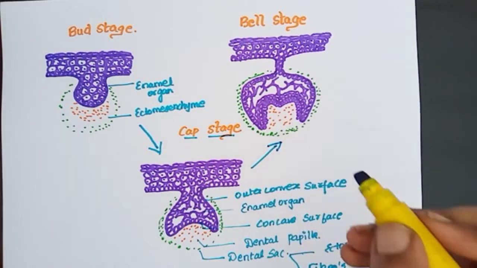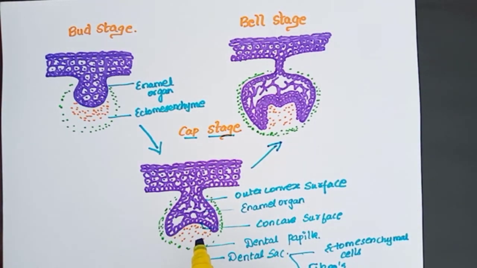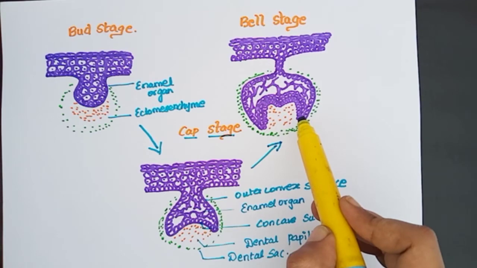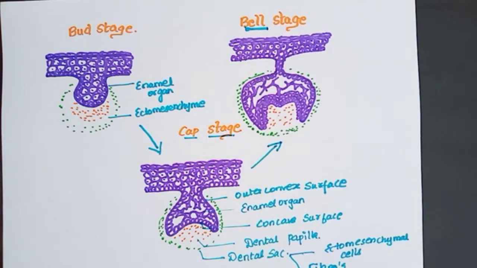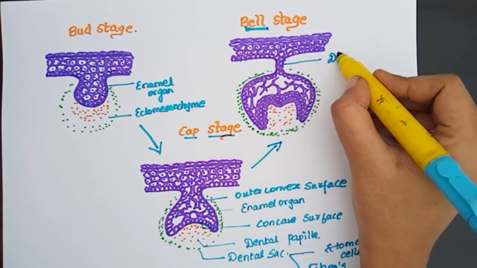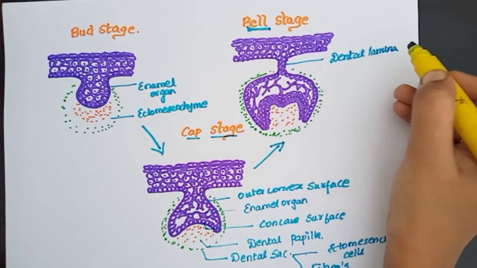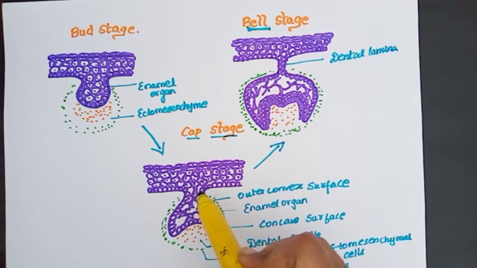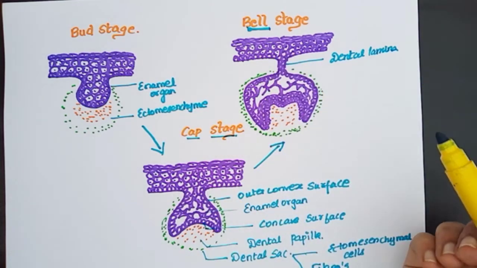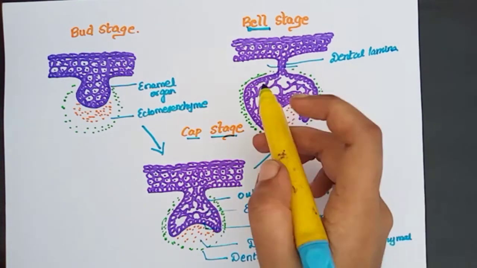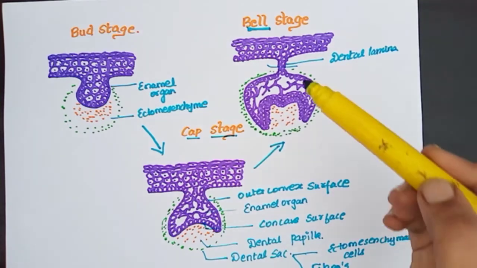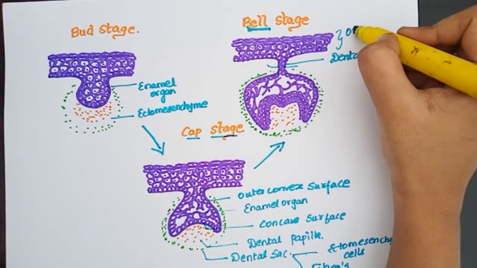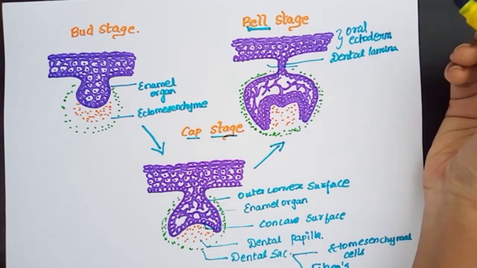Now, as the dental papilla within this depression deepens, the shape of the enamel organ changes into the shape of a bell. Now, the dental lamina connecting the enamel organ to the oral epithelium becomes thinner and longer, as you can compare the difference between the cap stage and bell stage, and finally, it breaks. And the whole tooth bud loses its connection with the oral ectoderm or the primitive oral epithelium.